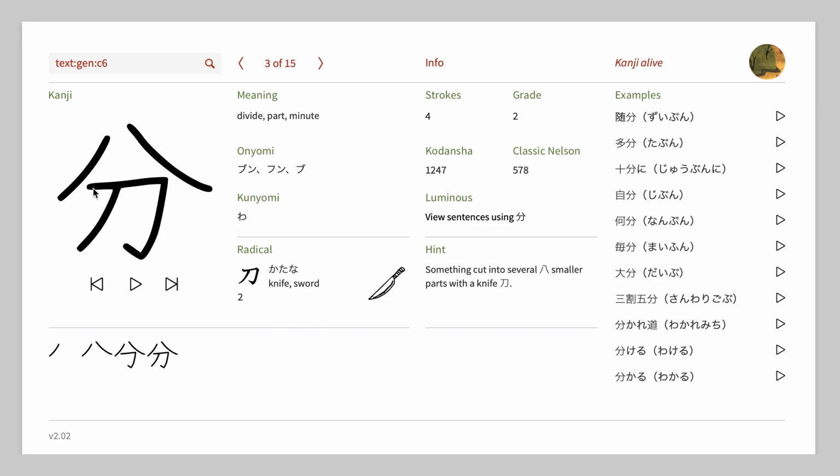Interesting that the main radical for this is this part, which is the knife or the sword radical, which again makes a lot of sense because a knife or a sword is a tool that you can use to divide things into parts. We'll take a look at stroke order. So basically the kanji for 8, and then the kanji for sword or blade or knife.